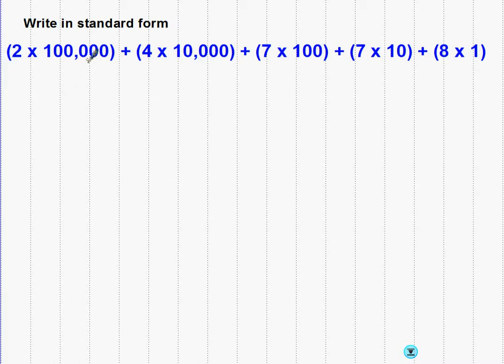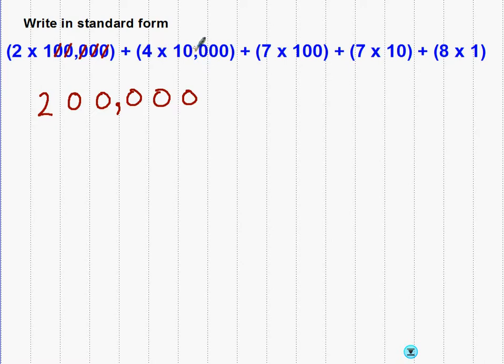Let's go ahead and work this out. We'll work out everything in parentheses first. Okay, 2 times 100,000. Well, I can think 2 times 1 is 2. And then I have 1, 2, 3, 4, 5 zeros. I'm going to erase this 2 and do a better job of putting that in the column. So I'll put my 2 here. And then my 5 zeros. 1, 2, 3, 4, 5.